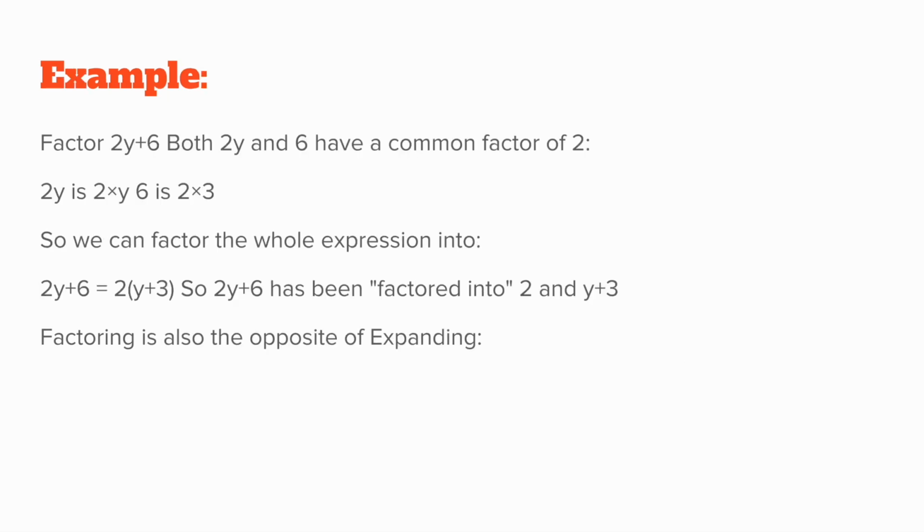For example, when we say to factor 2y plus 6, both 2y and 6 have a common factor of 2. So 2y is 2 times y and 6 is 2 times 3. So we can factor the whole expression: 2y plus 6 equals 2(y plus 3). So 2y plus 6 has been factored into 2 and y plus 3. Factoring is also the opposite of expanding.